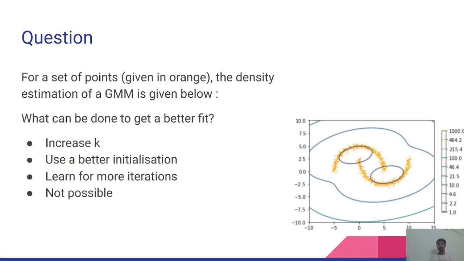Can we increase k? Will that help? If we initialize it differently, will it help? And maybe if we can train it for much longer iterations, will that help? Or is it not possible with GMMs?